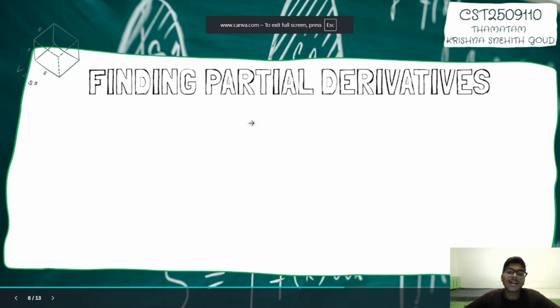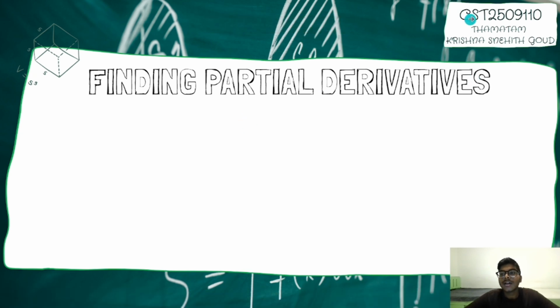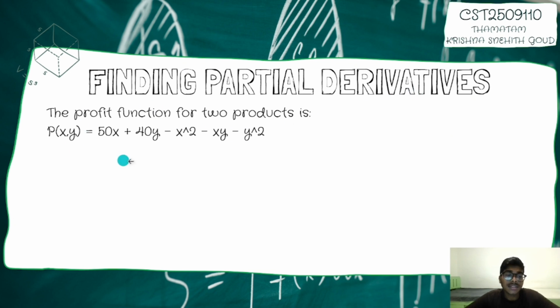Thank you. Hello everyone, I am Tamatam Krishna Snehidgad. My ID number is CST25091110. So today I am going to explain finding partial derivatives. The first example is the profit function for two products, this equation. P(x, y) = 50x + 40y - x squared - xy - y squared. And from this, we are going to find the partial derivative with respect to x and the partial derivative with respect to y.